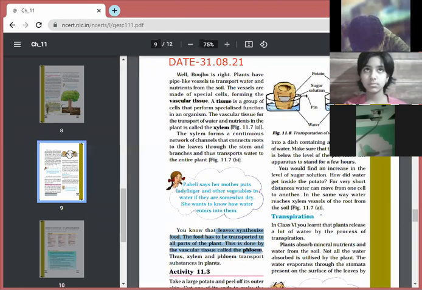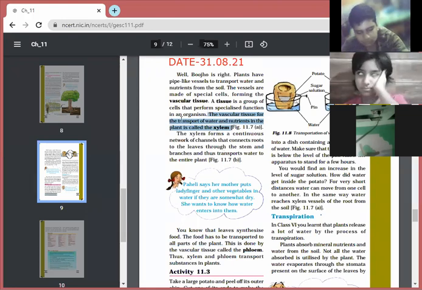Means if there is a question, what is the function of xylem? So we will write: the function of xylem is to transport water and minerals to the leaves. Here it is written, beta: a vascular tissue which transports water and nutrients in the plant is known as xylem.